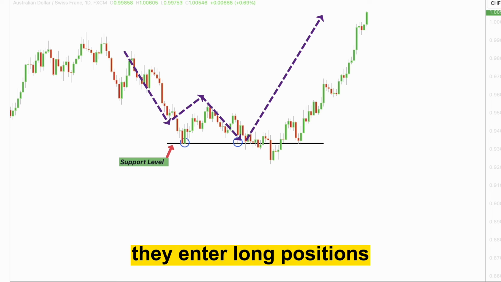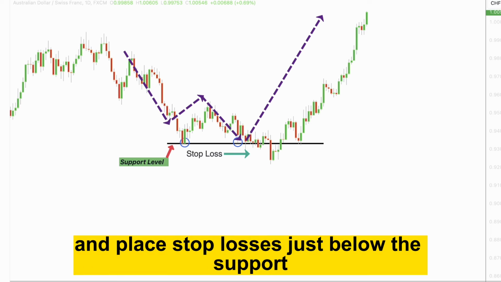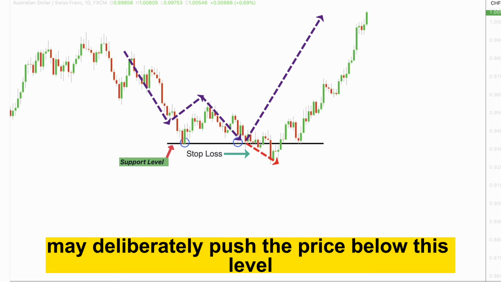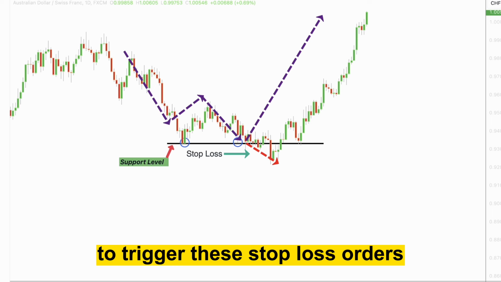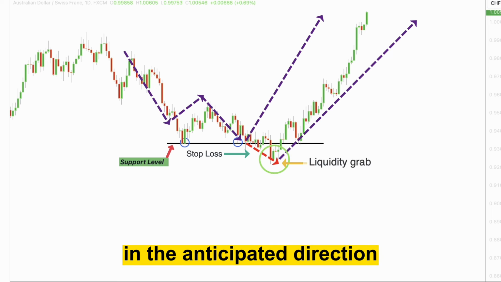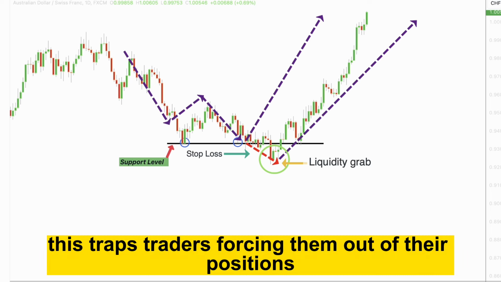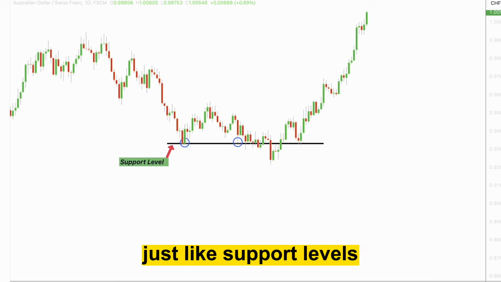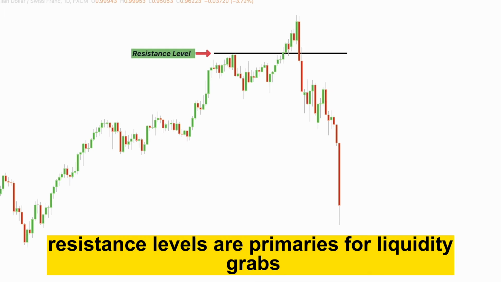They enter long positions and place stop losses just below the support. However, smart money like banks may deliberately push the price below this level to trigger these stop loss orders, before reversing the market upwards in the anticipated direction. This traps traders, forcing them out of their positions, while larger players enter at a more favorable price. Just like support levels, resistance levels are prime areas for liquidity grabs.